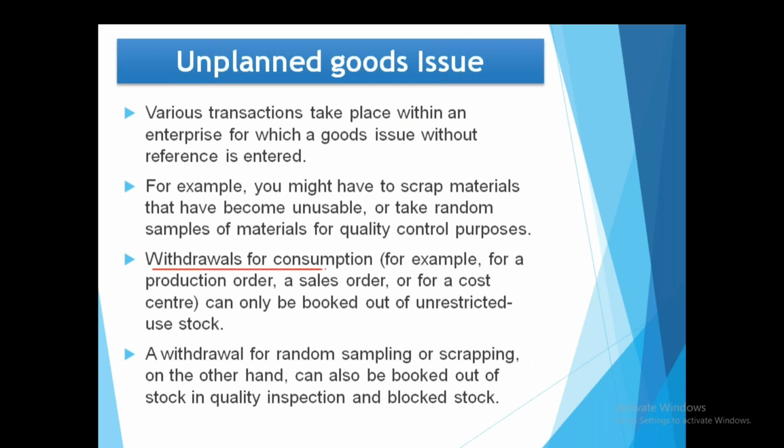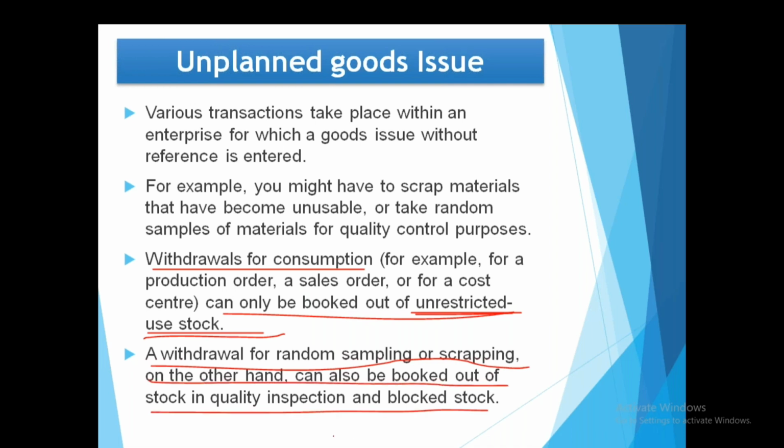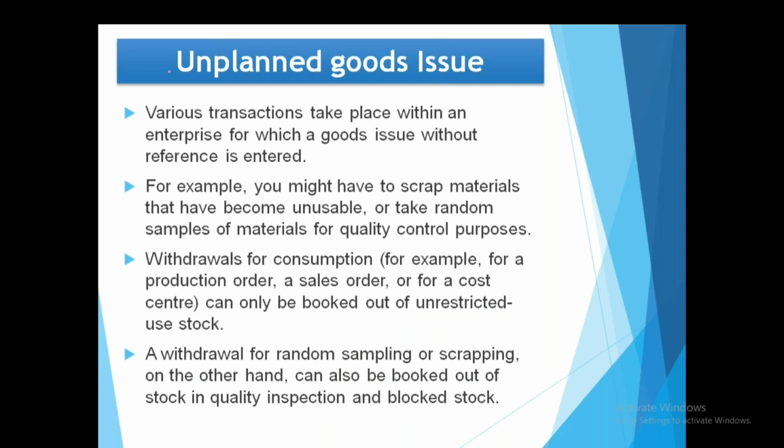Withdrawals for consumption can only be booked out of unrestricted use stock. Normally unplanned goods issue and planned goods issue will be done from the unrestricted use stock, but a withdrawal for random sampling or scrapping, on the other hand, can also be booked out of stock in quality inspection or blocked stock. For random sampling and for scrapping, you can do the issue from the quality stock and even from the blocked stock. I will show this in the system. So these are the situations of unplanned goods issue.